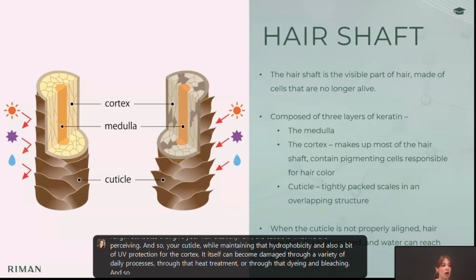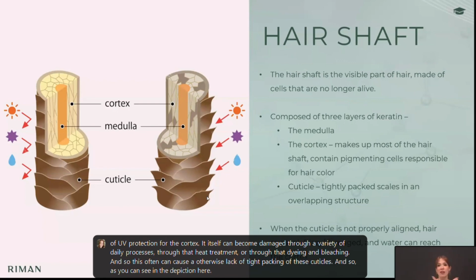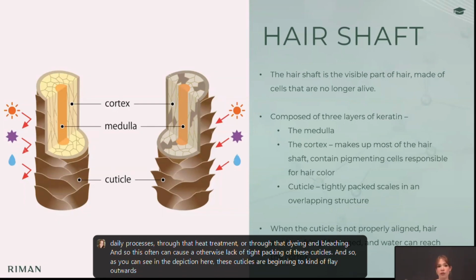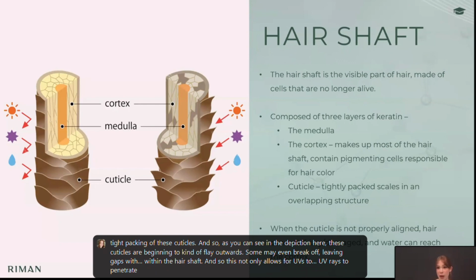And so this often can cause a lack of tight packing of these cuticles. And so as you can see in the depiction here, these cuticles are beginning to flay outwards. Some may even break off, leaving gaps within the hair shaft. And so this not only allows for UV rays to penetrate, but water to penetrate as well, which would increase the porosity of the hair.